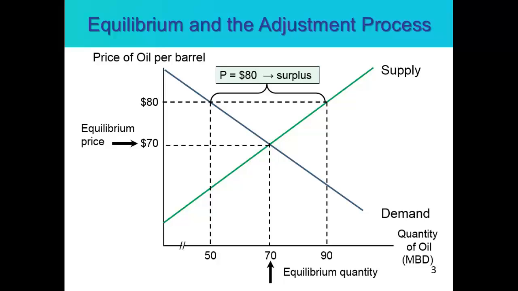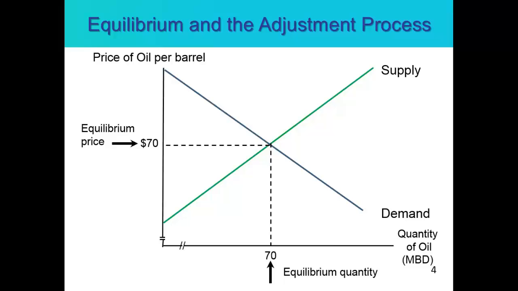The sellers are going to start to compete against each other by offering lower prices. And as the price falls, the quantity supplied falls along the given supply curve, and as the price falls, the quantity demanded increases. Until eventually we get to a point where at that price of $70, there's no incentive for the price to change anymore. We're back to equilibrium.